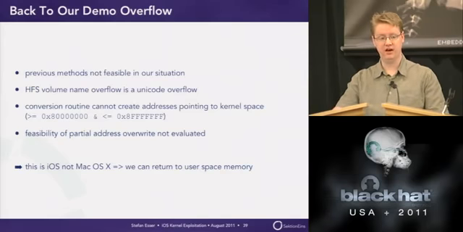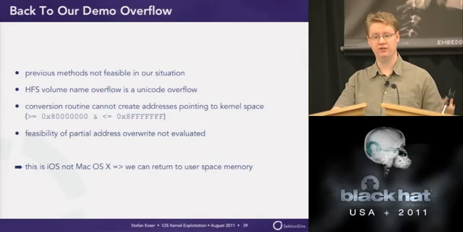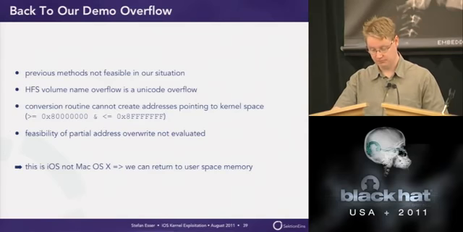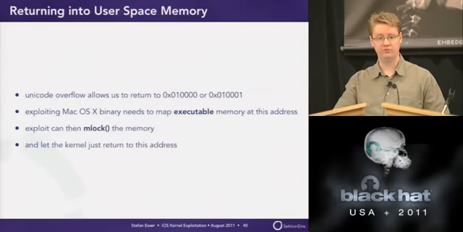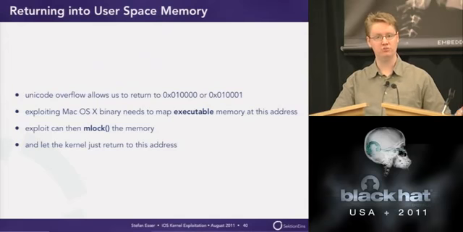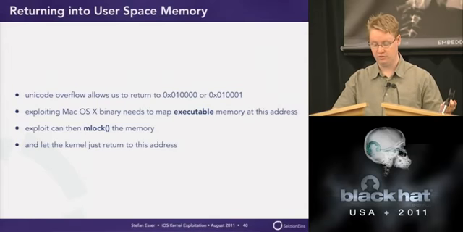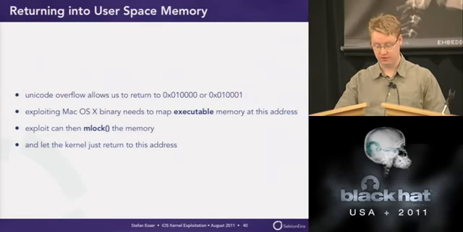But luckily, this is iOS and not macOS. I told you in the beginning, the user space here is mapped into the same address space. And therefore, you can just return to an address in user space. For example, you have a binary that maps executable code at the 0x1000 or 0x1001 address. And then you just return there, and it executes your code. The only problem here is the memory must be marked as executable.